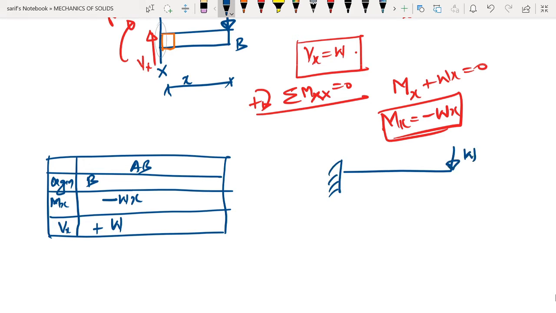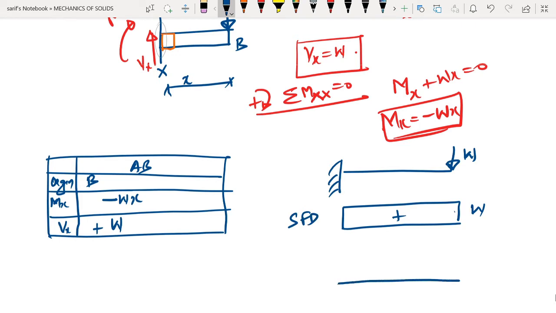Let us draw the shear force diagram. The shear force diagram is plus W. In the entire region, you are going to have something like this. When we say plus W, it is a constant. W is a constant, dV by dx equal to 0, which means it is a horizontal line. At x equal to 0 as well as at x equal to L, it is going to have the same value throughout. So you can draw it like this. This will be plus W. This will be your shear force diagram.